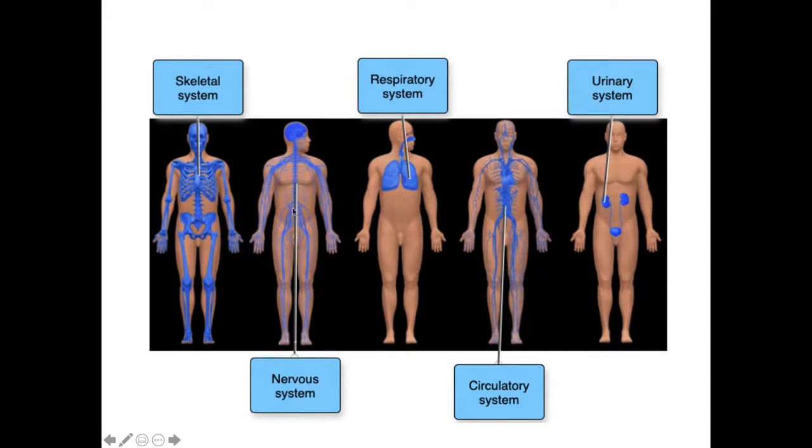Here we have the brain, the spinal cord and the nerves. That would be the nervous system. Here it looks like the upper airway, and then you have the lungs. So this is the respiratory tract, or the respiratory system. Here we have the heart with the associated blood vessels. That's the circulatory system.